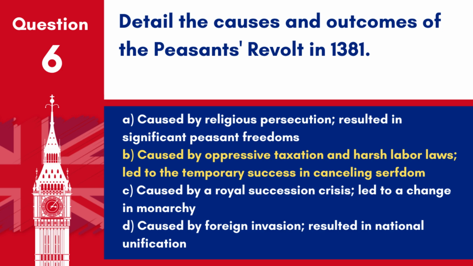Answer. B. Caused by oppressive taxation and harsh labour laws, led to the temporary success in cancelling serfdom. The Peasants' Revolt was primarily triggered by socio-economic injustices, and although it failed to achieve lasting reforms, it forced the government to acknowledge peasant grievances temporarily.